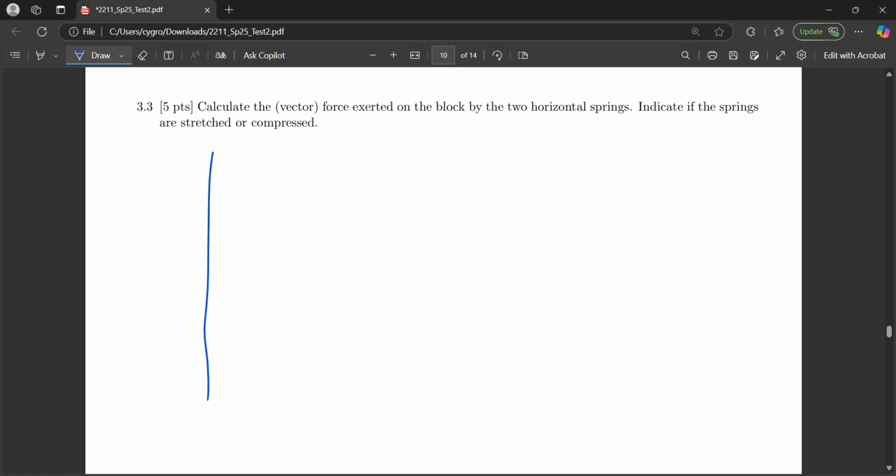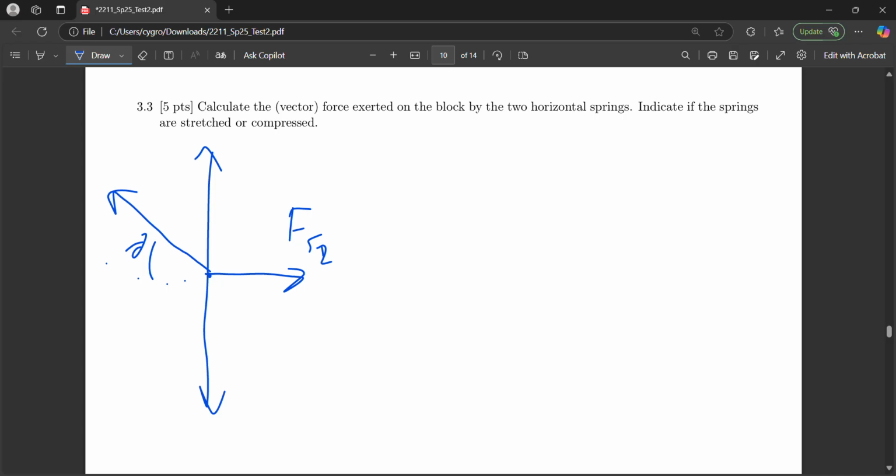I would also draw the free body diagram here again, just to help me out a little bit more. However, this time I'm only going to label this one, sorry, this is spring 2, not 1. And then I'll add my theta.